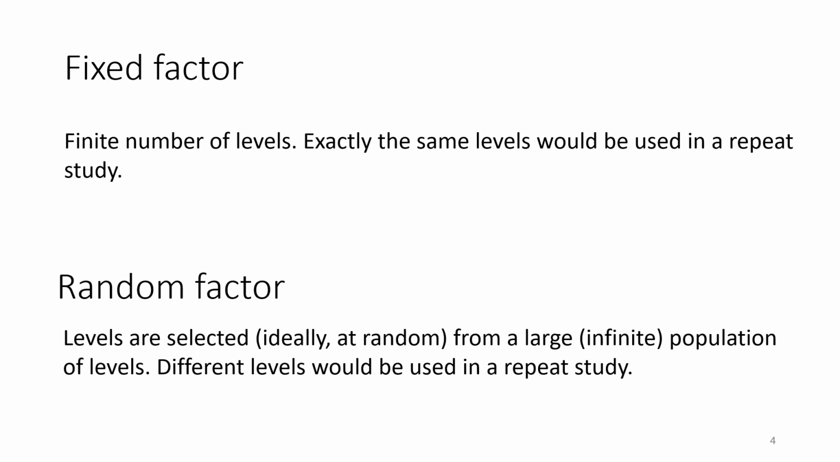Now, let's get to the first item in the checklist. Suppose a factor has a finite number of levels, all of which are used in the current study, and all of which would be used in a repeat study. In that case, the factor is fixed, otherwise it's random.